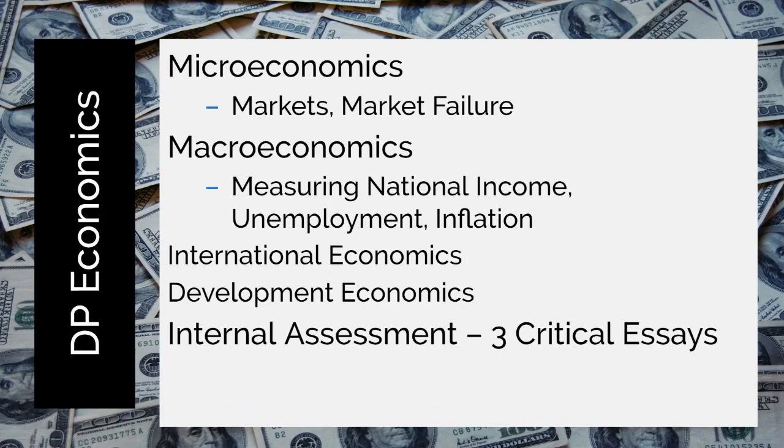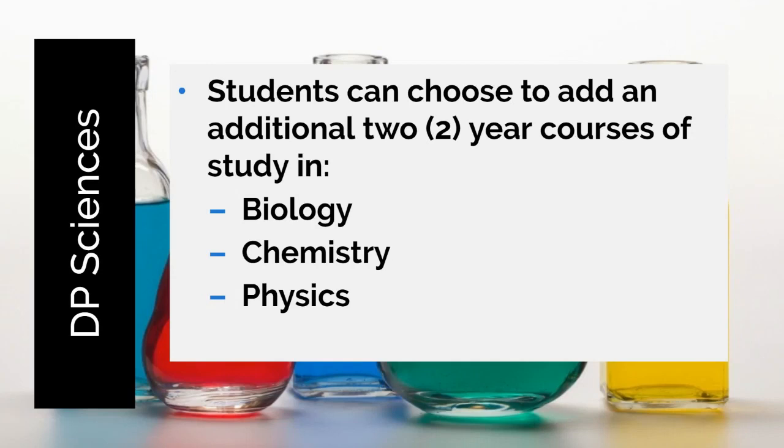DP Economics is another choice that often appeals to students with a strong math background who may be interested in a career in business. This course studies both micro and macroeconomics and helps students understand concepts like inflation and how markets work. Some of our students also choose to take on an additional science course. So for example, your student may wish to study biology and chemistry as 2-year courses of study.